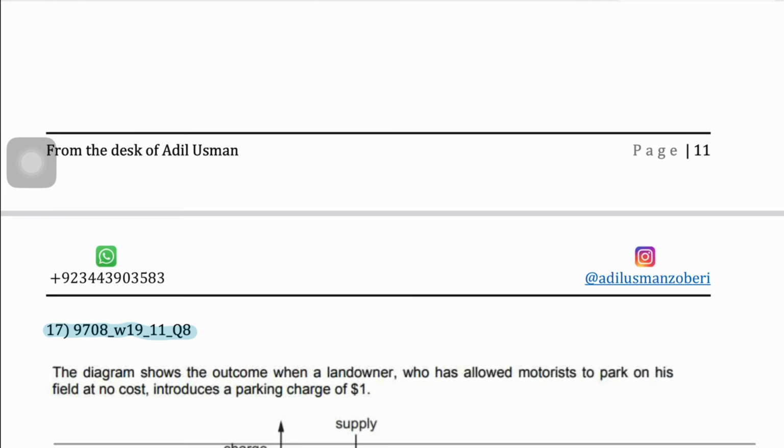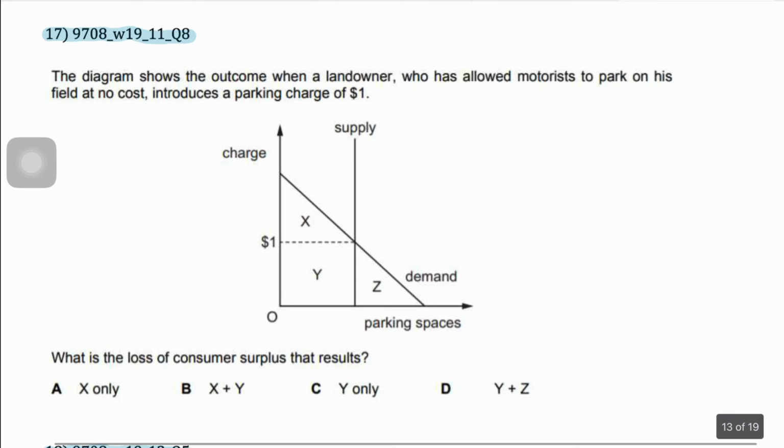Okay guys, so moving on, question 17 says the diagram shows the outcome when a landowner who has allowed motorists to park on his field at no cost introduces a parking charge of $1. What is the loss of consumer surplus that results? Okay, so you have a demand curve, you have a supply curve given.